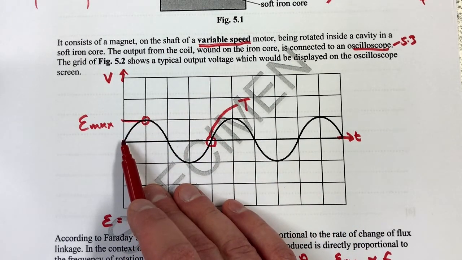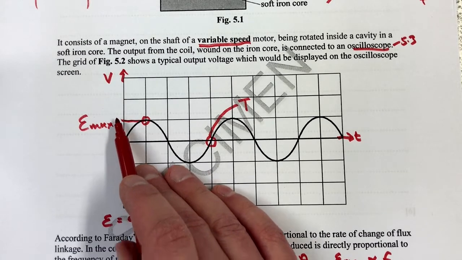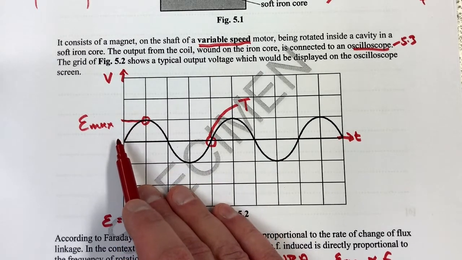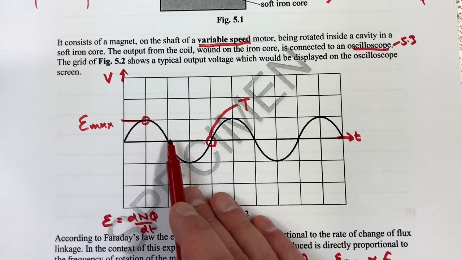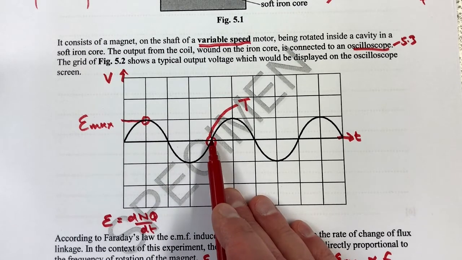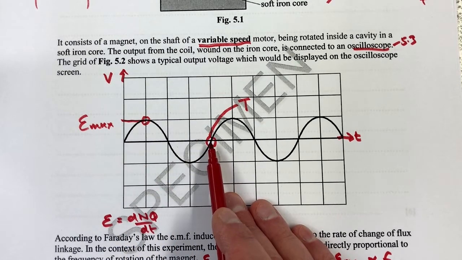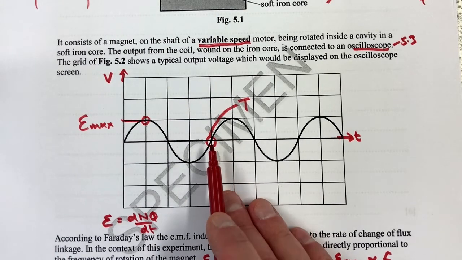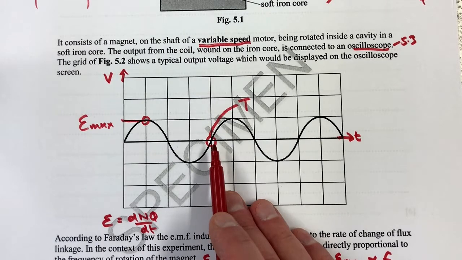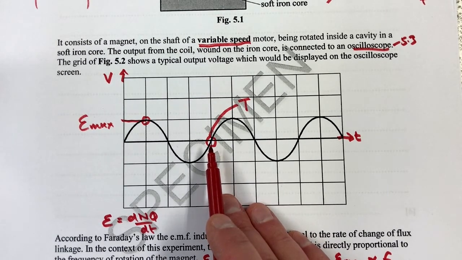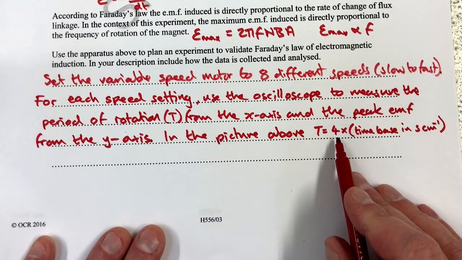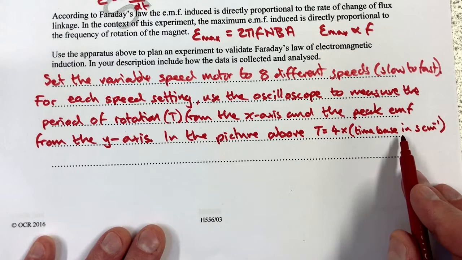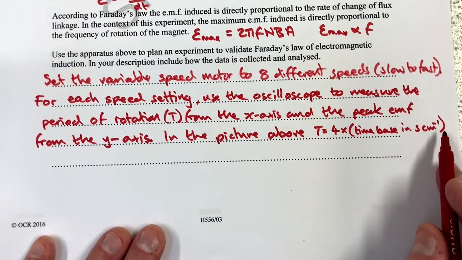So this would be a peak EMF of 1 centimeter, and 1 centimeter would be worth a particular number of volts depending on what the dials are set to on the oscilloscope, and the time period would be 4 centimeters of space on the screen, each centimeter representing a particular time depending on what the time-base setting is on the oscilloscope. Say again, if you need a refresher on how to use an oscilloscope, take the opportunity before you take the exam. In the picture above, the time period is 4 centimeters times whatever the time-base setting is set to in seconds per centimeter.